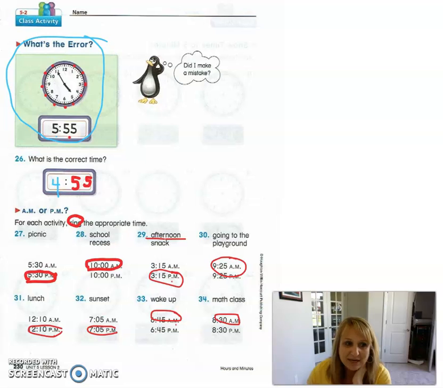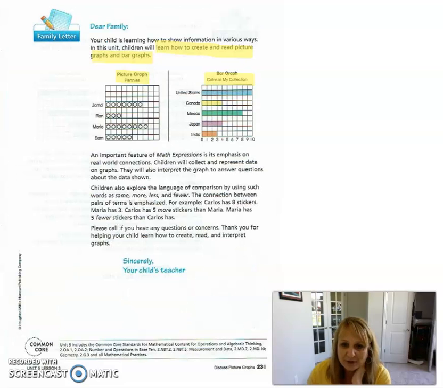Okay, the next page in your math book is page 231, and it is the letter for your family. This is your mom and dad's assignment. They need to read this letter. This week, we're going to start today on Friday and finish it up next week. We're going to be learning how to read and make graphs, picture graphs and bar graphs.